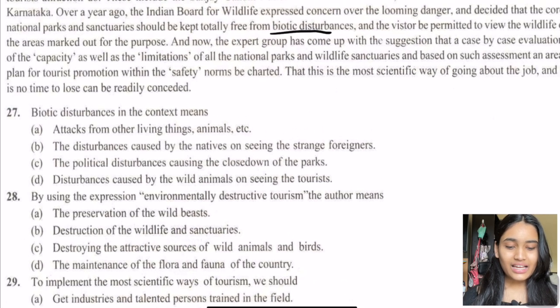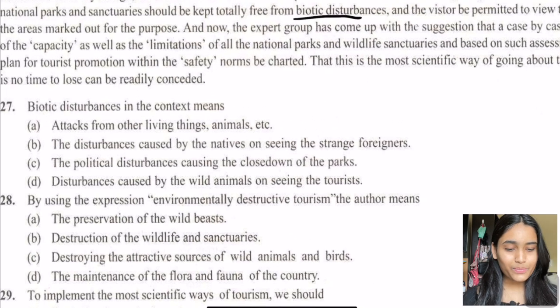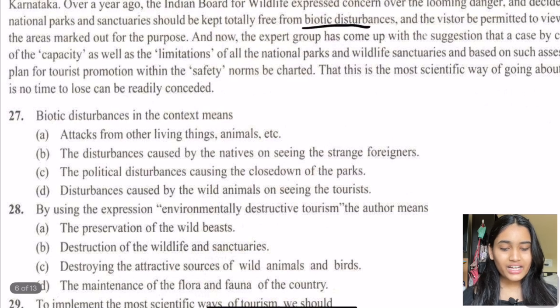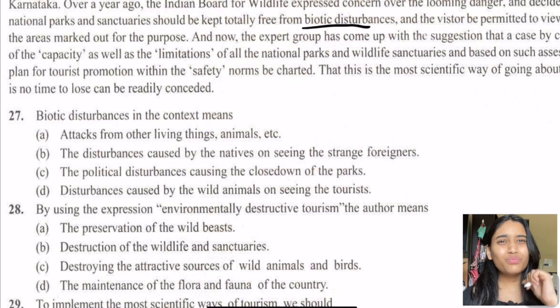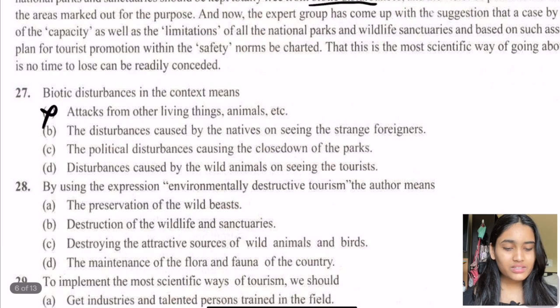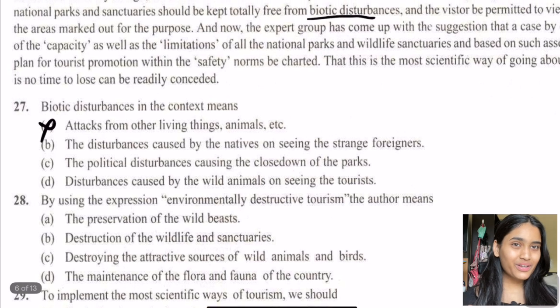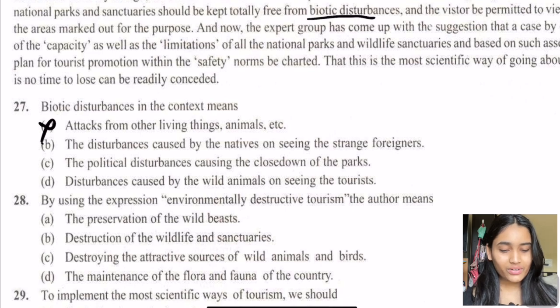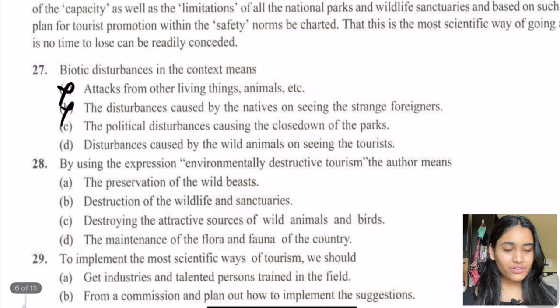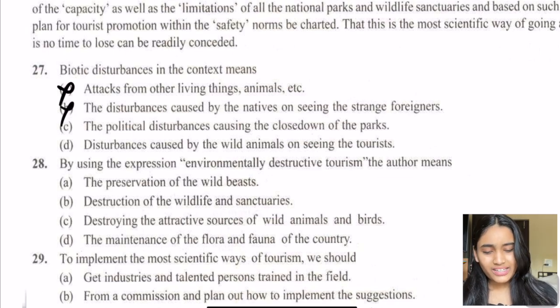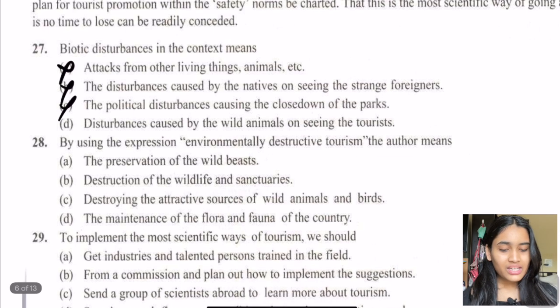So let's go ahead and read our options. Attacks from other living things, animals, etc. That could be the option, but it's too broad, so we'll just mark it out for now. B. The disturbances caused by the natives on seeing strange foreigners. There was no mention of locals, so we'll mark that out as well. C. The political disturbances causing the close down of the parks. No mention of politics. Mark that out.